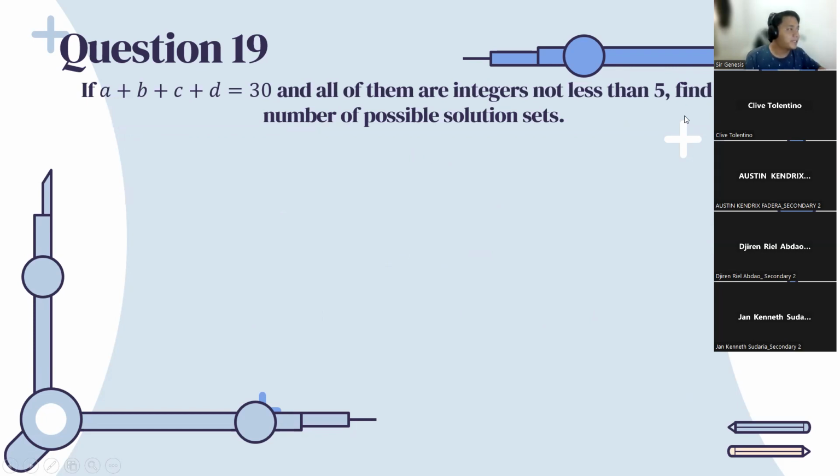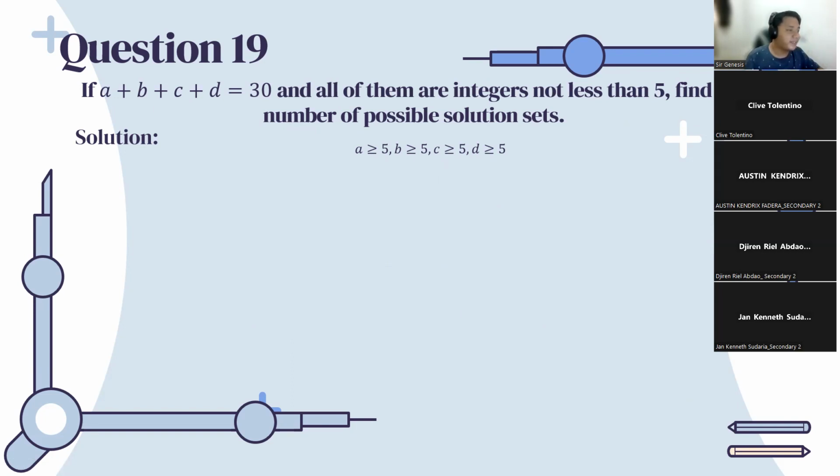If a plus b plus c plus d is equal to 30 and all of them are integers not less than 5, find the number of possible solution sets. Okay, so for this one, of course, it says not less than 5, right? So that must mean that A is greater than or equal to 5, B is greater than or equal to 5, C is greater than or equal to 5, and D is greater than or equal to 5.